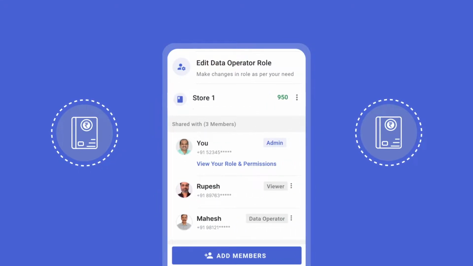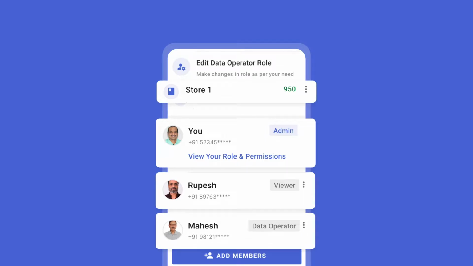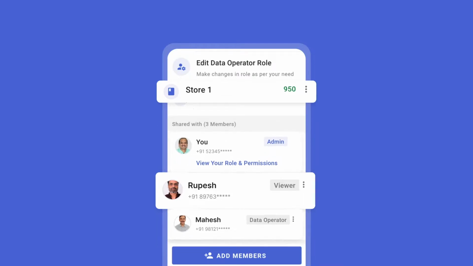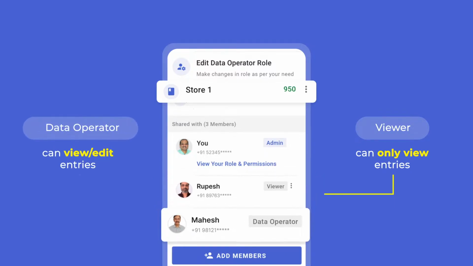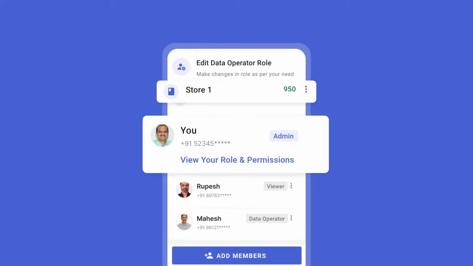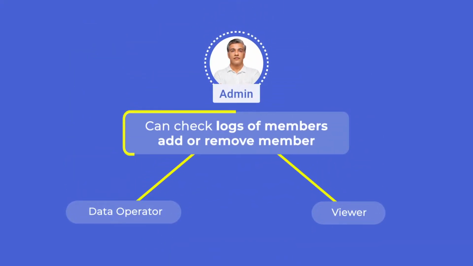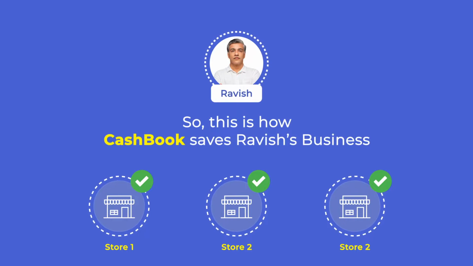In each book he can add his staff of each store as admin, viewer, or data operator as per the requirement. If he wants some of his staff can only view the entries, then he can give viewer only access. And if he gave data operator access, then one can edit or view entries, and above both of these admin can check logs of the entries by members. And he can add or remove members in the group book anytime. So, this is how CashBook saves Ravi's business.